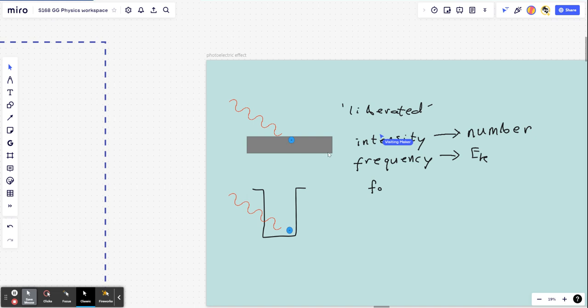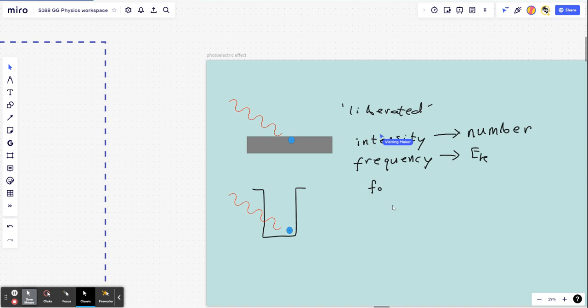Once you went past that threshold frequency and continued to increase the frequency, the number of liberated electrons stayed the same, but the kinetic energy of those electrons increased. Okay, and then he found out that once above the threshold frequency, if the intensity was increased, then the number of electrons stayed the same. However, their kinetic energy remained the same.